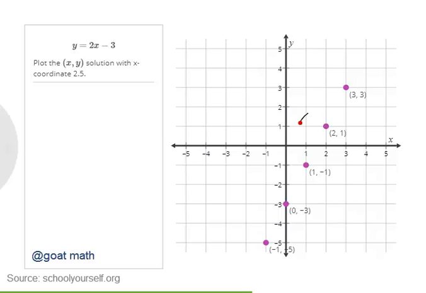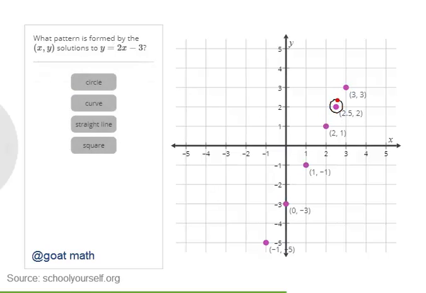You might notice that our graph for this equation is forming a pattern. But let's plot one more point. So far, we've been looking at whole number values for x. But what if x is not a whole number, like 2.5? Plot the xy solution for this equation whose x-coordinate is 2.5. Exactly. When x equals 2.5, y equals 2.